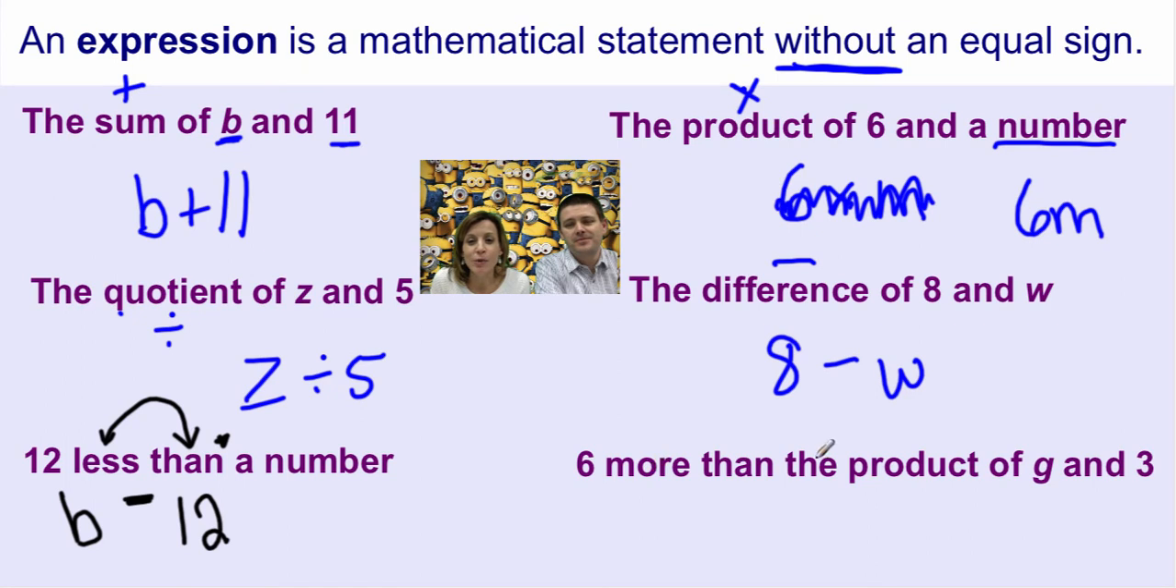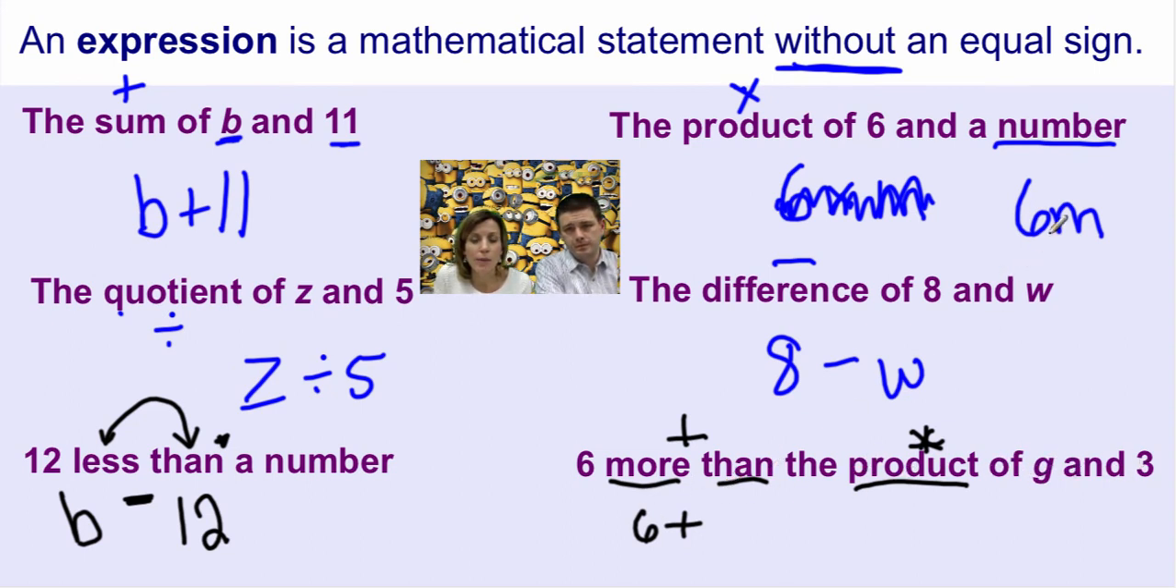All right, 6 more than the product of G and 3. This one's a little more involved this time, so we need to kind of slow down. We got more than, which we know is from our addition words. The product, we know product means multiplication. So it looks like we have more than one thing going on, and we have G and 3. So 6 more than is translated as 6 plus.